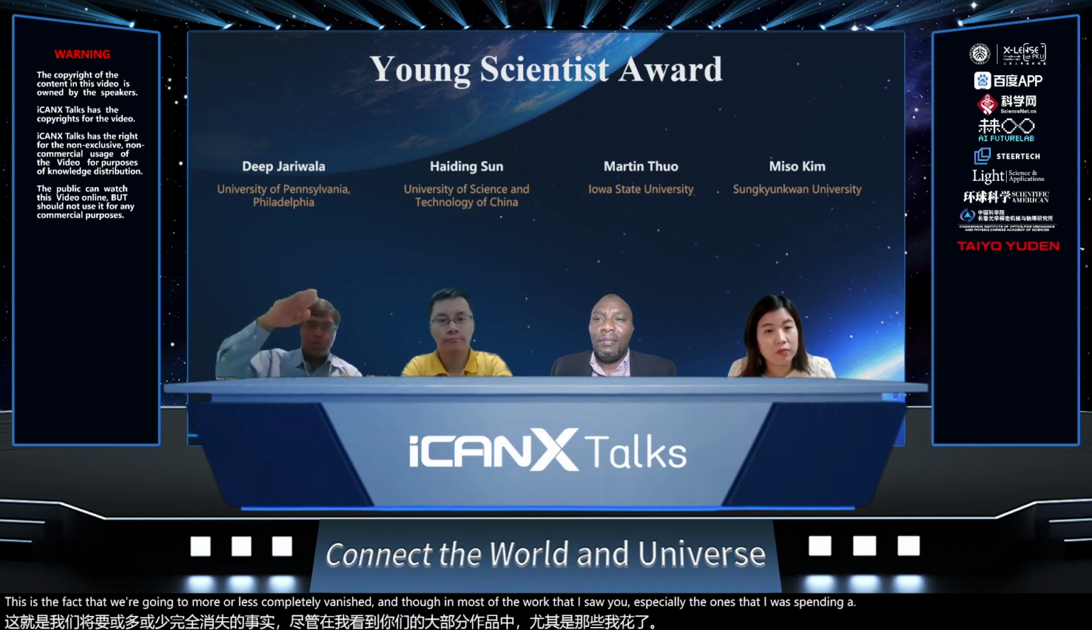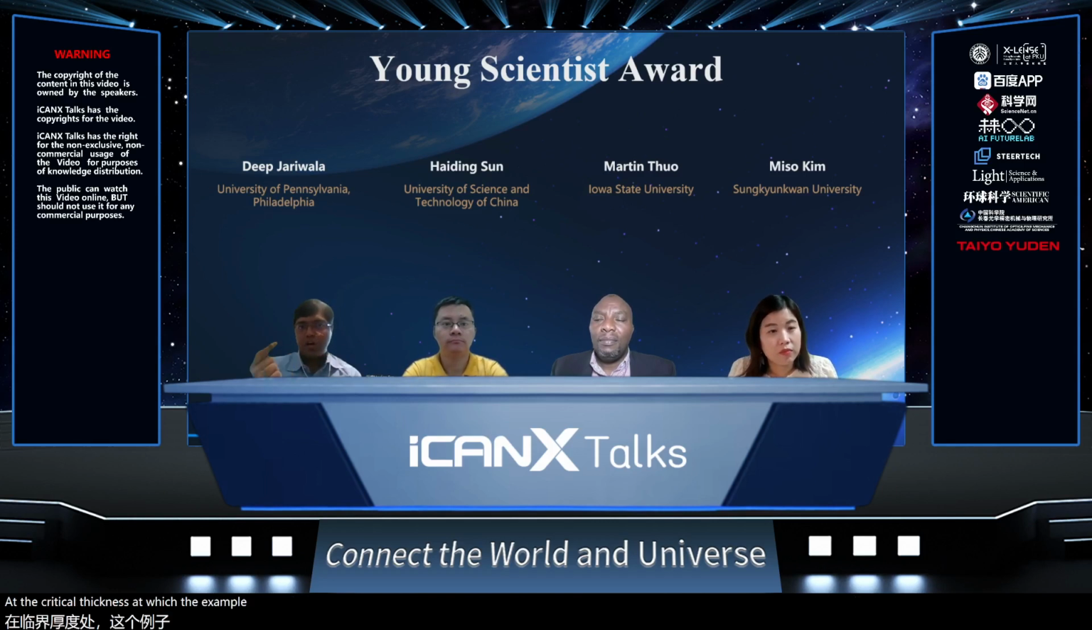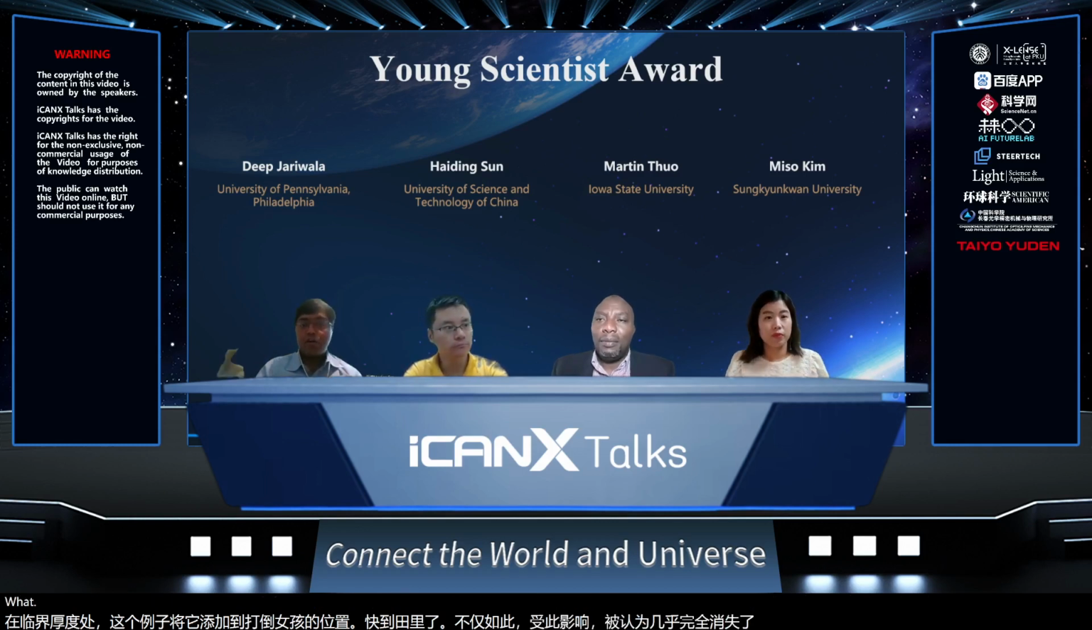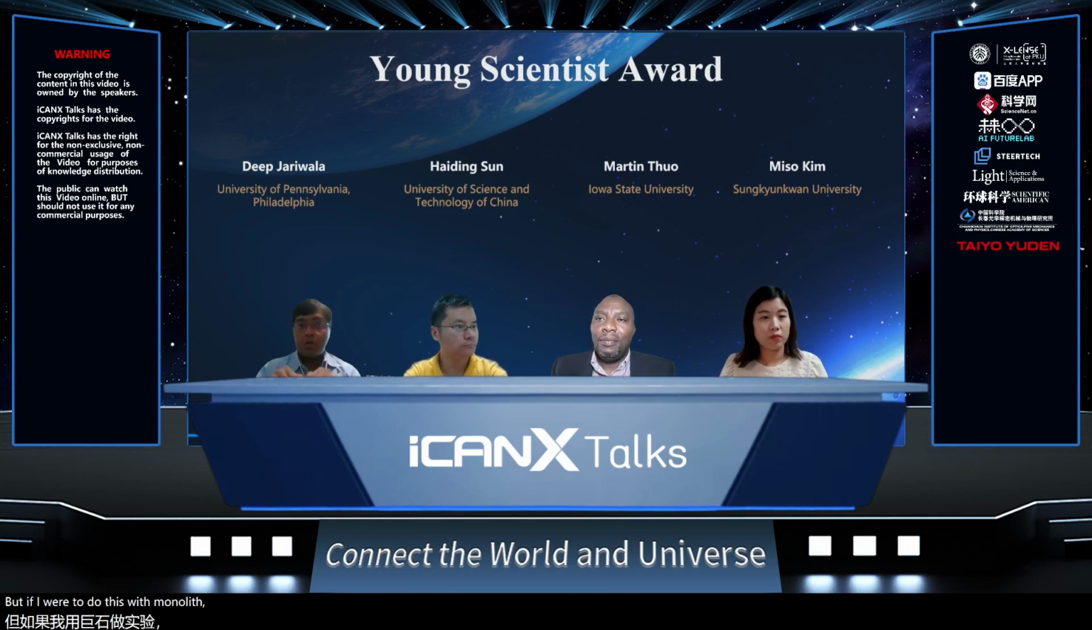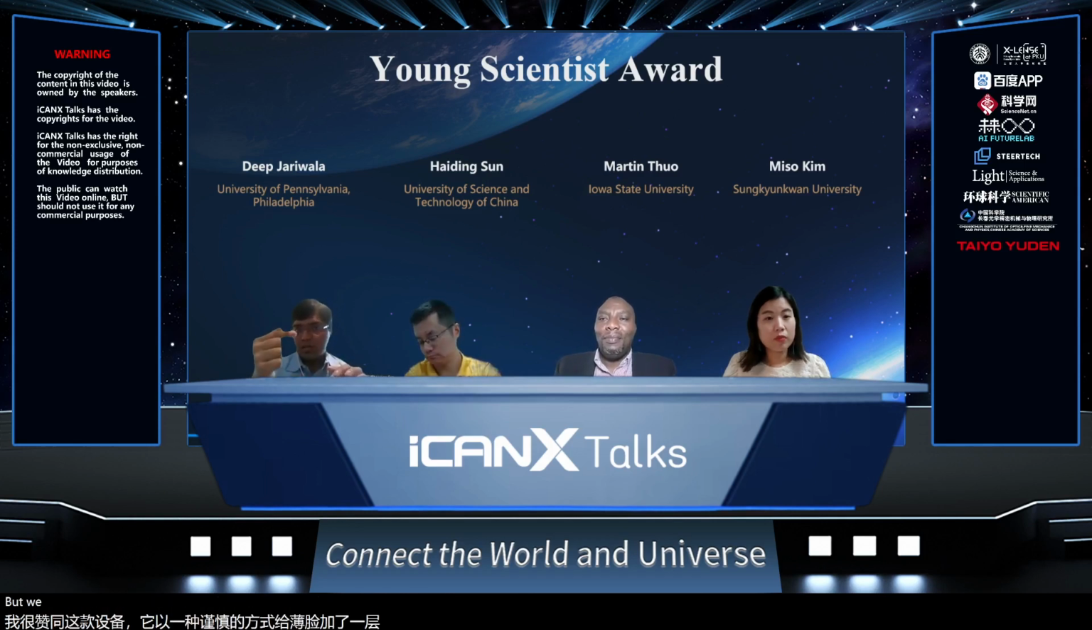And so in most of the work that I showed you, especially the ones where I was changing the WS2 thickness, the critical thickness at which the Acetone Polarity coupling occurs is about 10 to 15 nanometers. So by that thickness, the effects have almost completely vanished, right? But if I were to do this with monolayers, it would be a very different ball game. And I would have to devise a careful way of introducing a thin spacer layer between the monolayer and the gold to avoid this charge transfer.